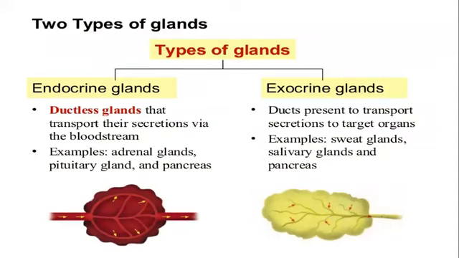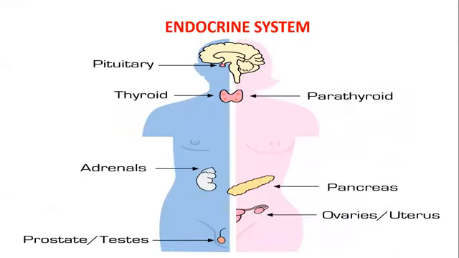Endocrine glands pour their secretion directly into the bloodstream without any ducts. That's why they are said to be ductless glands. Examples of endocrine glands are adrenal glands, pituitary gland, and pancreas. Exocrine glands pour the secretion through ducts. Examples: sweat gland, salivary gland, and pancreas.